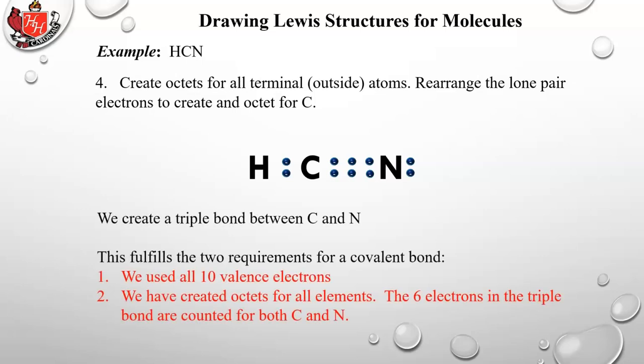So this fulfills the 2 requirements for a covalent bond. We used all 10 valence electrons, and we have created octets for all elements. The 6 electrons in the triple bond are counted for both carbon and nitrogen.